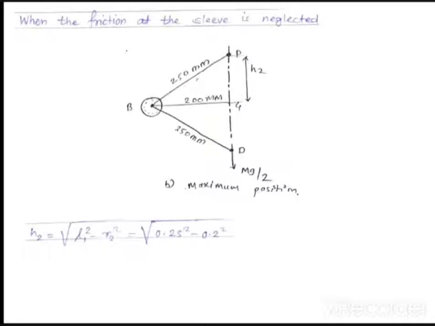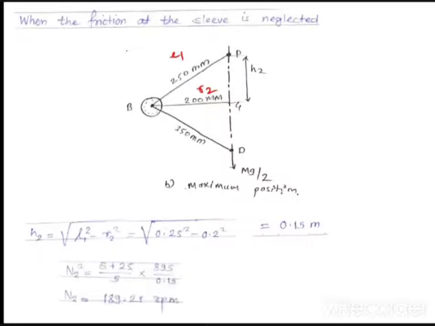What is L1? Now here, this is again L1, right? And this is R2, and this is L2. So L1 minus R2, bracket square. So 0.25 minus 0.2. I have considered this in meters, right? So you will get the answer 0.15 meter. This is L1 and this is R2. So 0.15 meter. So basically I find out H2.